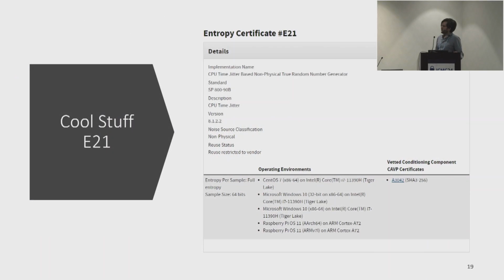And I have 2 honorable mentions that I really like a lot. One is E21, and E21 is very interesting to me because look at those last 2 operating environments. So you're seeing Raspberry Pi Model 4s getting entropy source validation certificates. But not only that, in the PUD, it's the default Raspbian OS. So it's not a proprietary OS, default Raspbian, and you're getting access on /dev/random on that machine to an ESV certified entropy source.